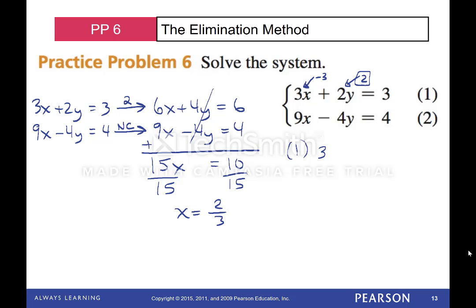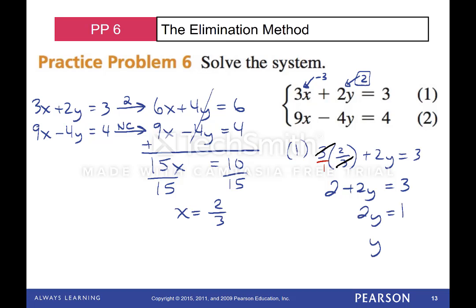I'm going to plug into the original top equation. That's what I want. So as I plug in, the 3's are gone, as I planned anyways here. So I got 2 plus 2y is equal to 3. I'm going to subtract 2 from both sides. It's going to give me a little 1. Divide by 2 gets me a 1/2. There it is. So the elimination method gave an answer of 2/3, comma 1/2.